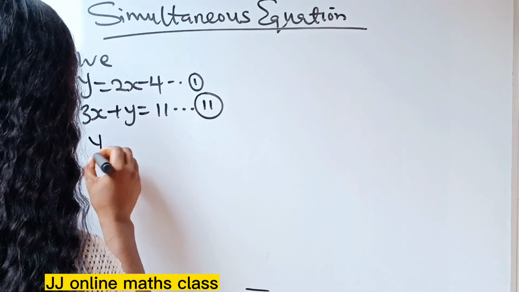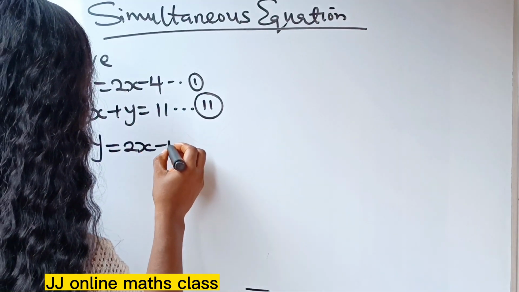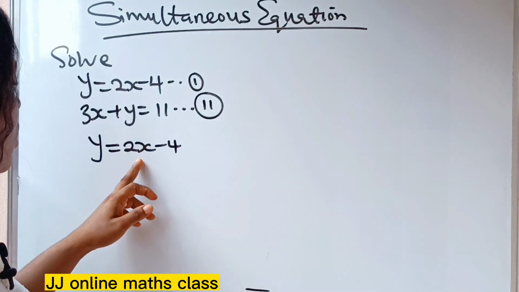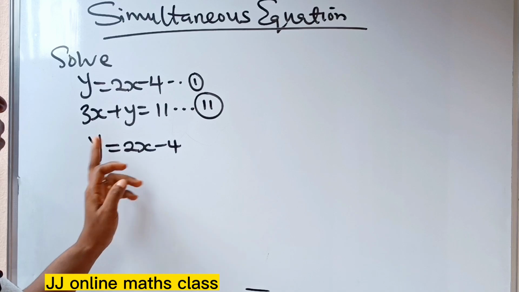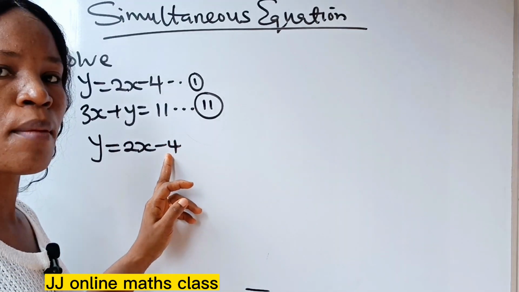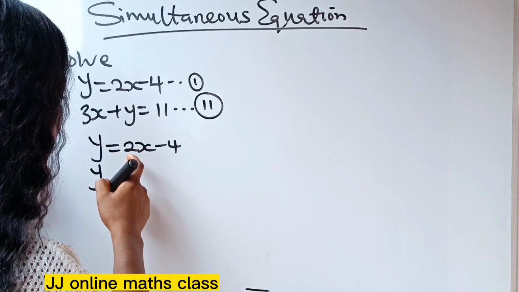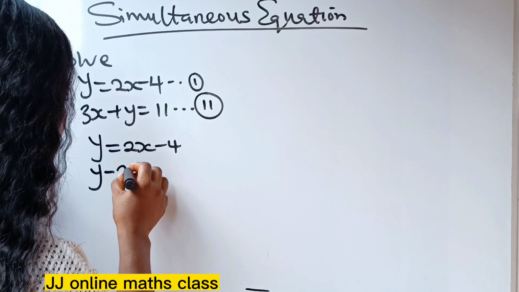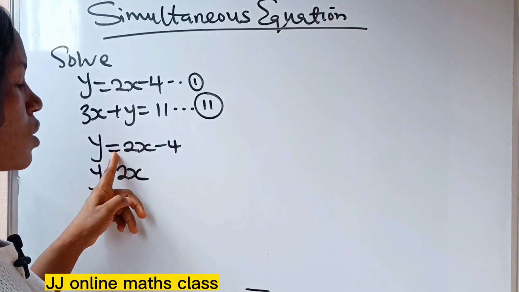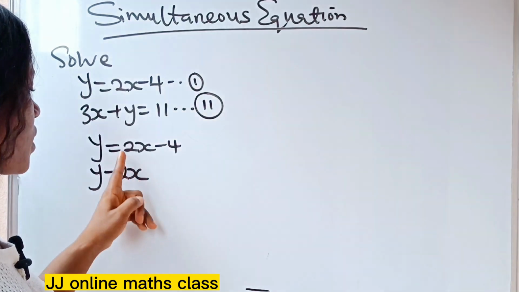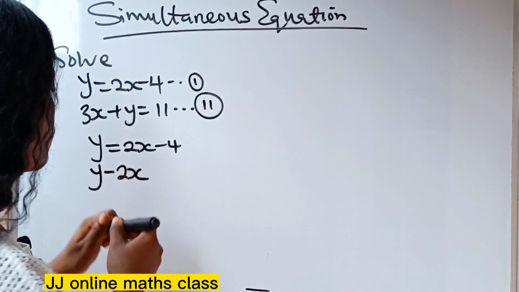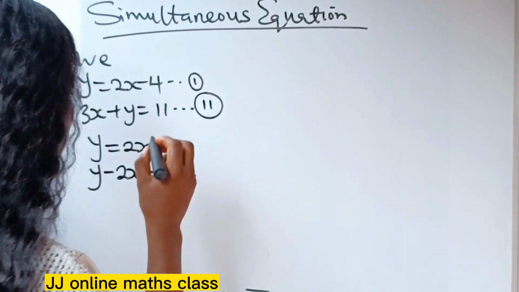equation. So the first equation says that y is equal to 2x minus 4. We are going to transfer this 2x to the other side, so that we have only minus 4 on the other side. When we do that, we have y. This plus 2x becomes minus 2x when it crosses the equals sign. It was plus; when it crosses, it becomes minus 2x, is equal to minus 4.